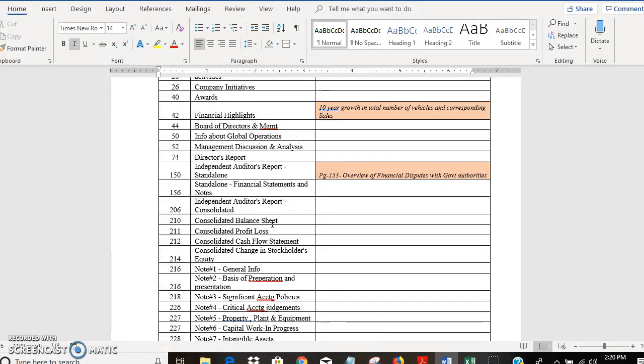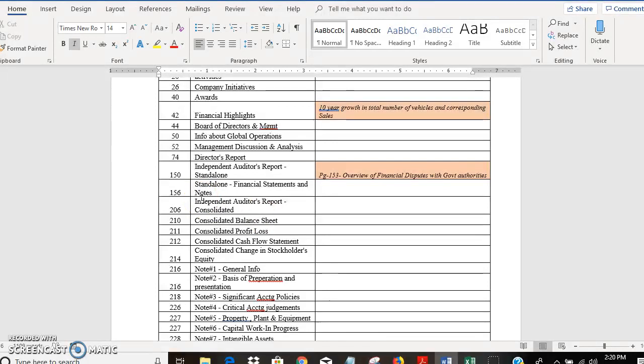So in the standalone, they just present the company's standalone numbers, and in the consolidated, they add up all the financial performance of their other associates, subsidiaries, and joint ventures. So that's the difference. If you're trying to look at a company's overall performance, you have to look at the consolidated financial statement. That will give you the most accurate picture. Okay, so let's look at that.